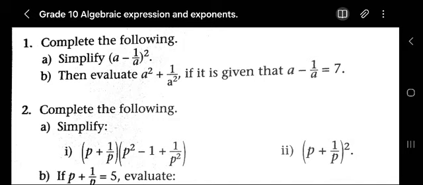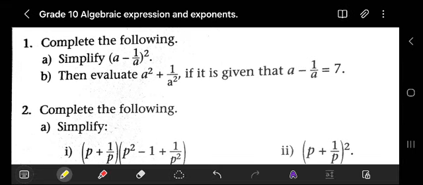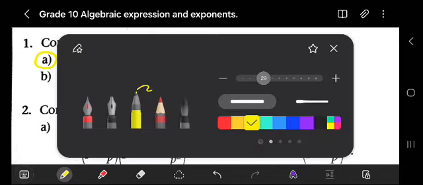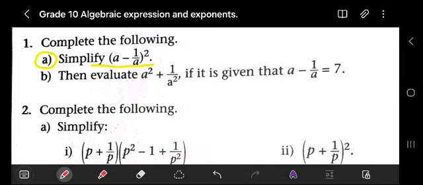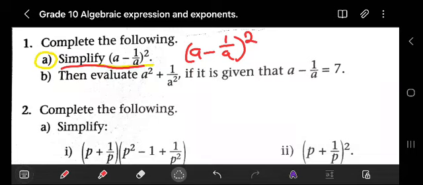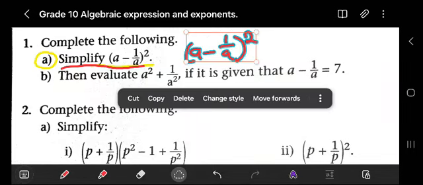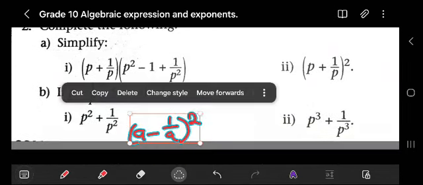So I have given question 1. It says complete the following, right? We're given A to simplify, guys. Let me change the color for you, the light. Okay, red. We have to simplify (A minus 1 over A) raised to the power of 2. We have to simplify this, guys. All right, this is a binomial, by the way.